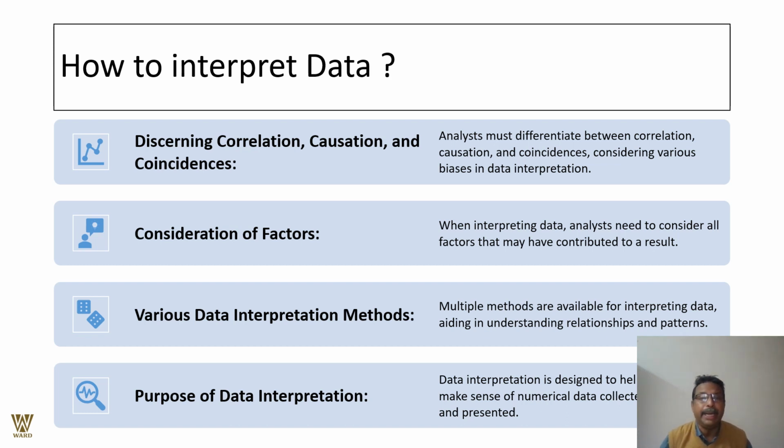So, how to interpret data? There are correlations, there is causation, cause and effect, and then there are coincidences. Analysts must differentiate between them. If it rains, should I take an umbrella? Or if I take an umbrella, will it rain? Discerning correlation and causation: because it is raining, I will take an umbrella. Coincidence: I just took an umbrella and it rained. So please understand the data sets.